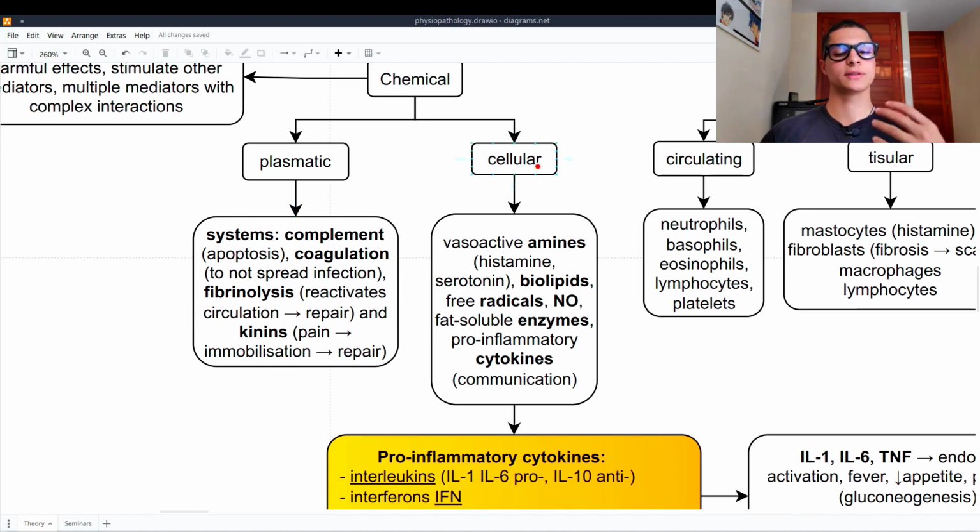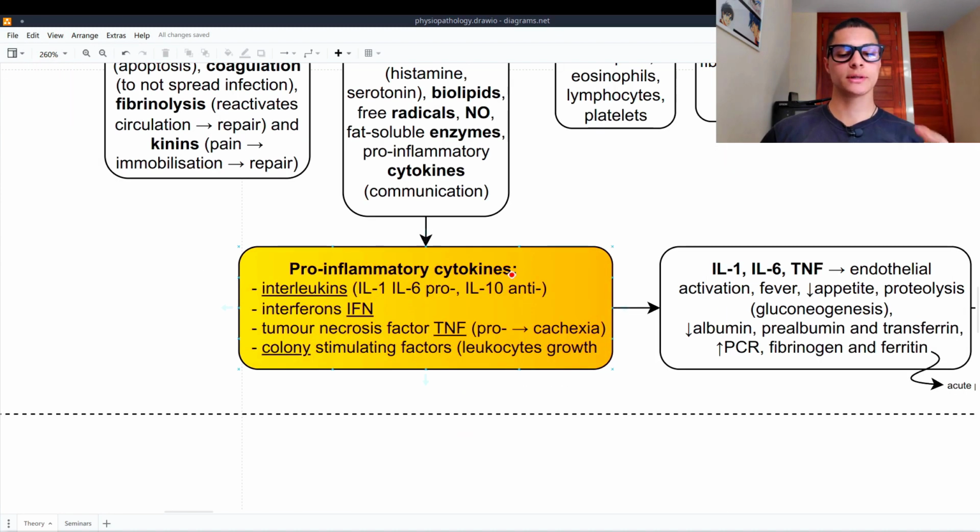On the other hand, we have the cellular, which are vasoactive amines, such as histamine and serotonin, biolipids, free radicals, nitric oxide, fat-soluble enzymes, and pro-inflammatory cytokines, which are meant for communication. These pro-inflammatory cytokines are very important, and we must know them.